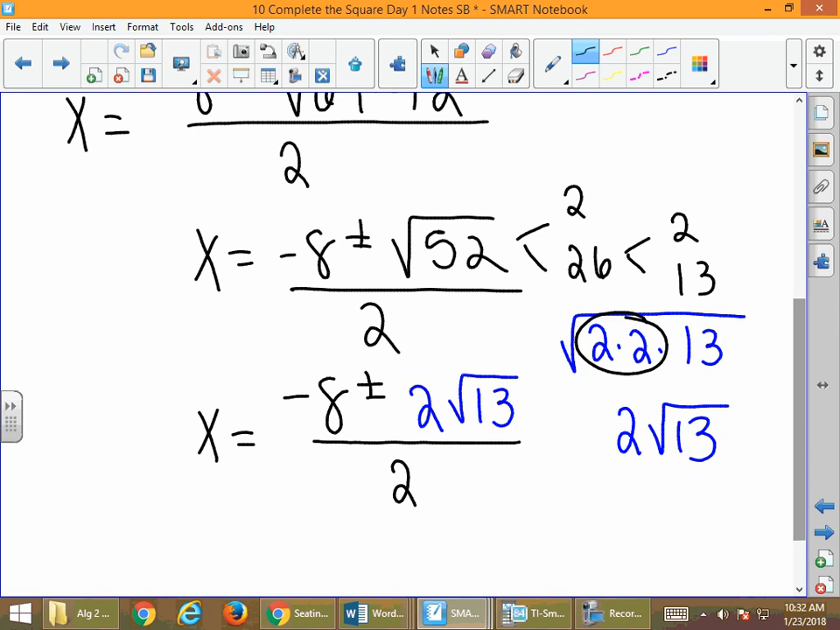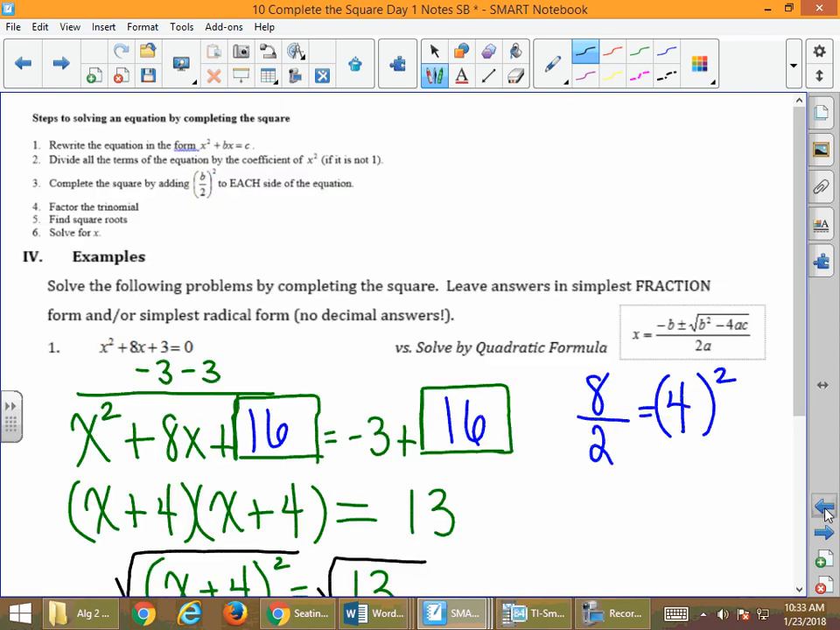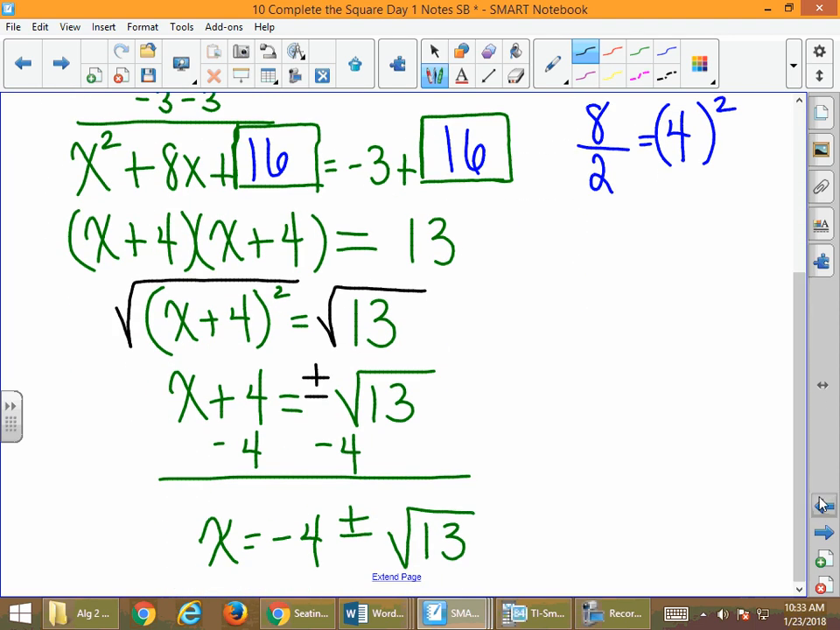And we're almost done now. The thing to notice at this point is that negative 8 is an even number, and 2 is an even number, and the denominator of 2 is an even number. To finish this, we get x equals negative 8 divided by 2 is negative 4. 2 divided by 2 is 1 square root of 13. If we compare that, especially in your paper, you can see it. If we compare that back to our answer that we just got, what do we notice? It's the same answer. And it should be.